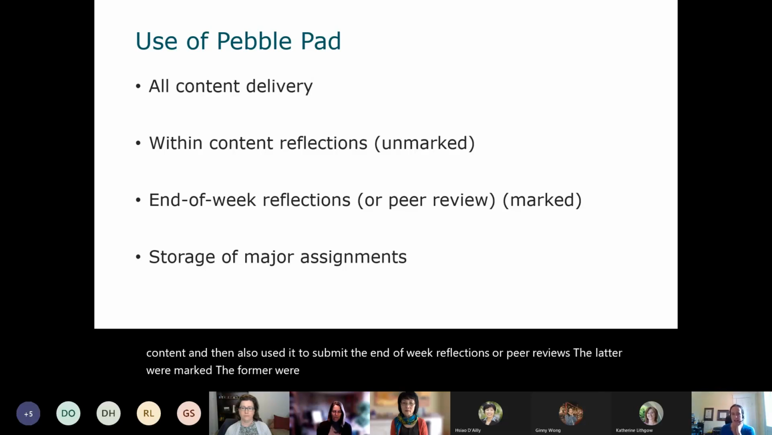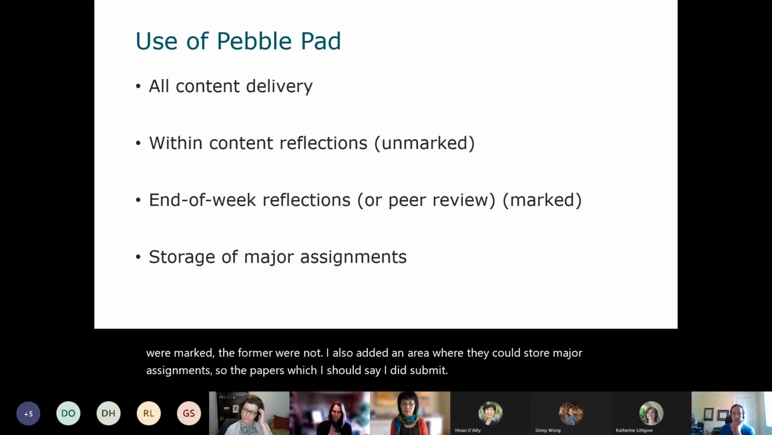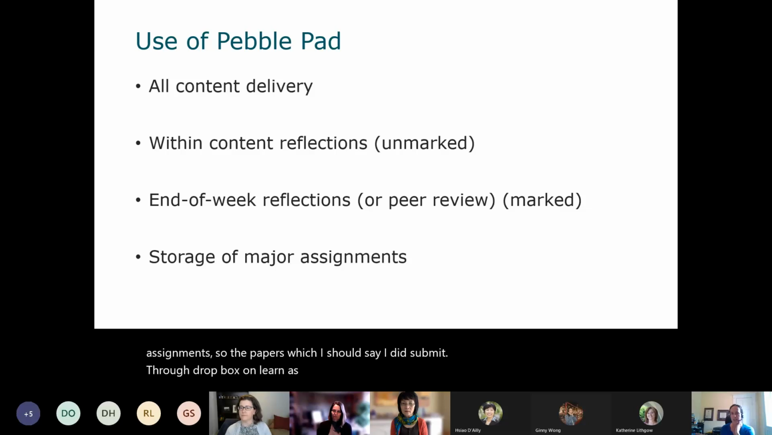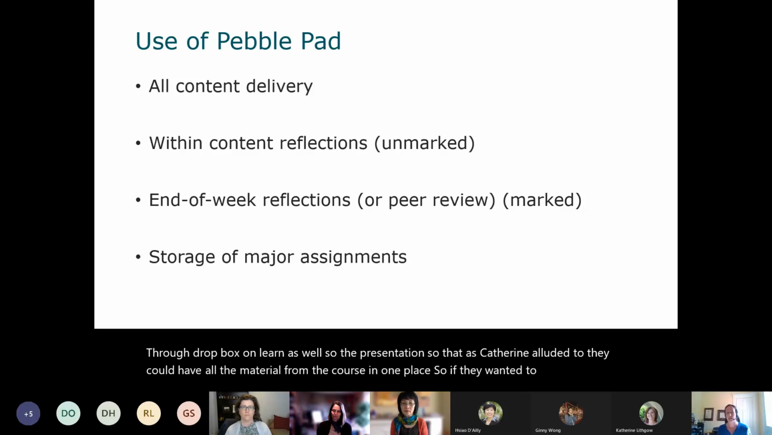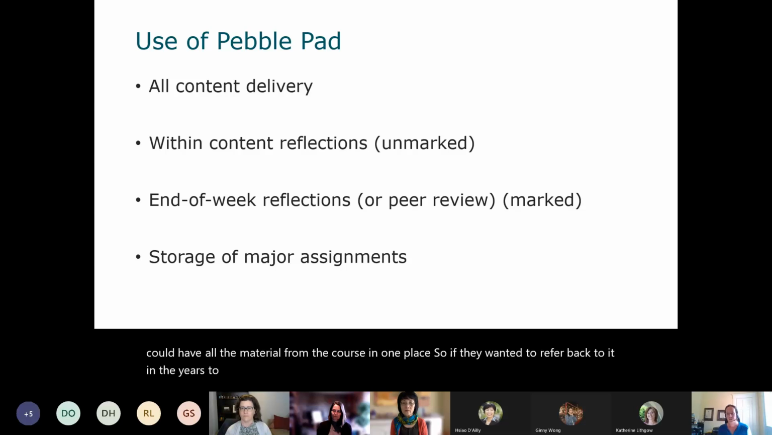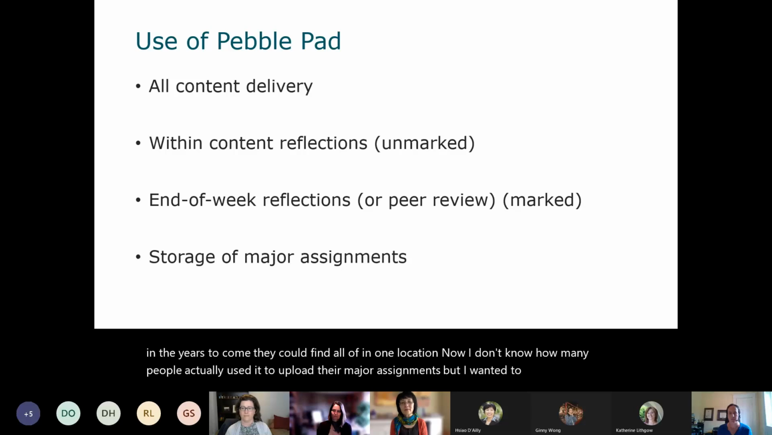I also added an area where they could store major assignments. So the papers, which I should say I did submit through Dropbox on Learn, as well as the presentation, so that, as Catherine alluded to, they could have all the material from the course in one place. So if they wanted to refer back to it in the years to come, they could find all of that in one location. Now, I don't know how many people actually used it to upload their major assignments, but I wanted to give them that opportunity.